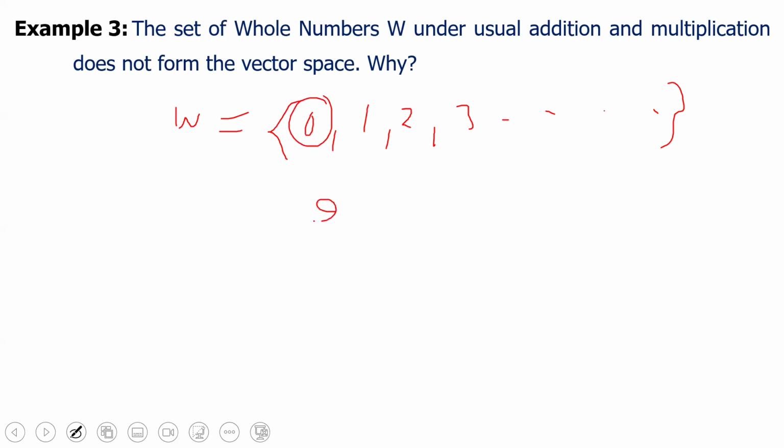But if 2 belongs to W, at the same time, minus 2 is not an element of W. So there is no negative number for any of the whole numbers. That's why it will not satisfy the additive inverse property of a vector space. Since it does not satisfy all the properties of being a vector space, therefore it is not a vector space.